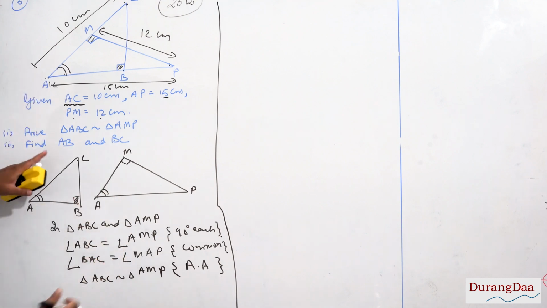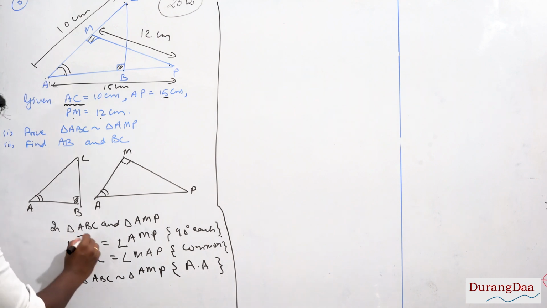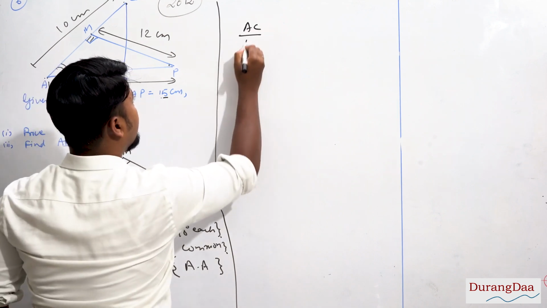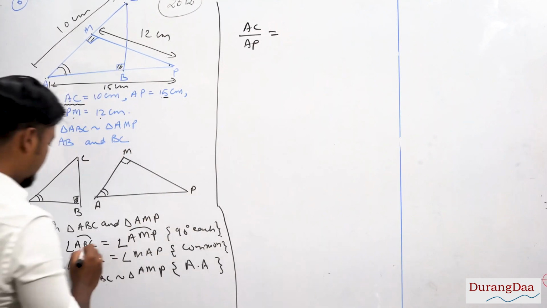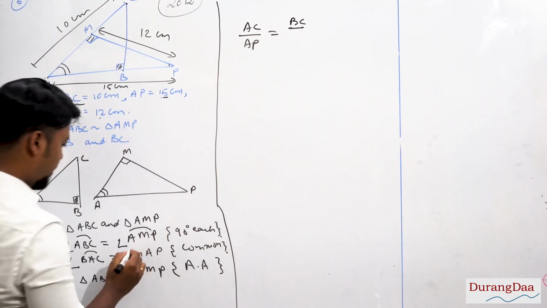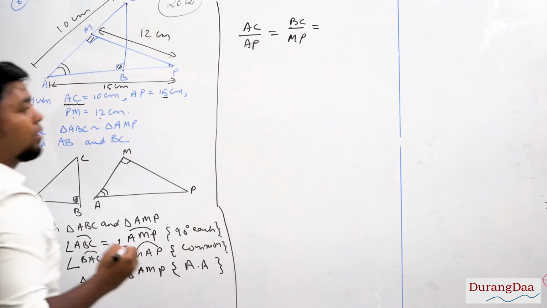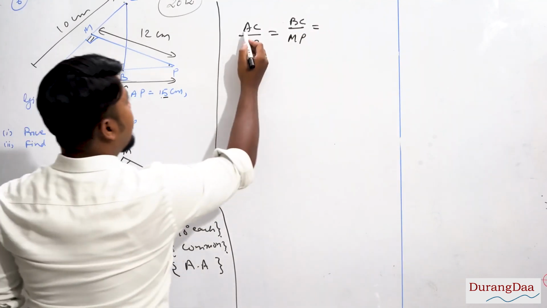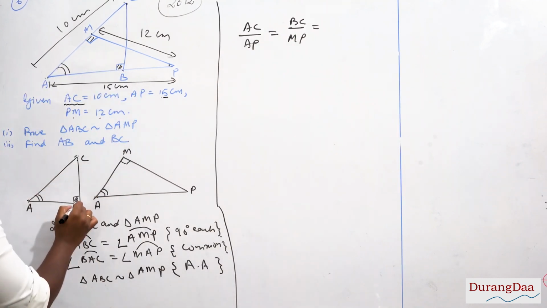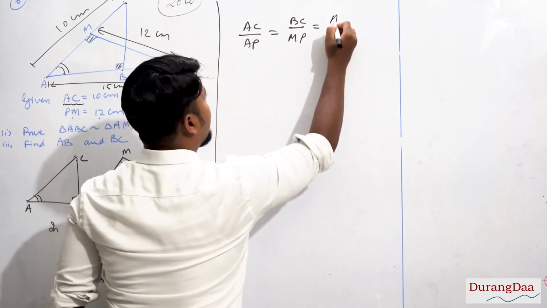Okay, because for the second portion we need those ratios. So from here, AC by AP equals BC by MP. Now, how to get the third side? Very simple. AC and BC are two sides of this triangle. Which one is left? AB. Write it down here, AB.